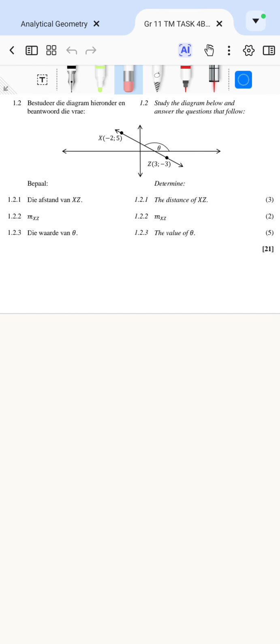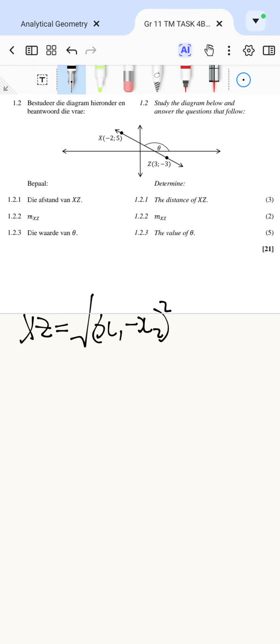Starting with the distance. So let's find the distance of xz. So xz is going to equal, right, the distance formula is one that we should know. That's going to be the square root. We're going to have x1 minus x2, in brackets. It's going to get squared, and then there's going to be a plus in between my brackets, and then y1 minus y2, and all of this gets squared.